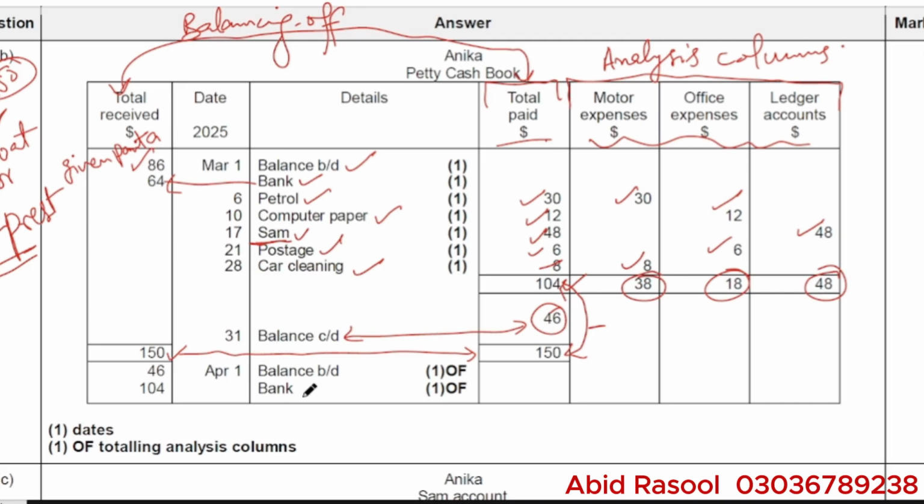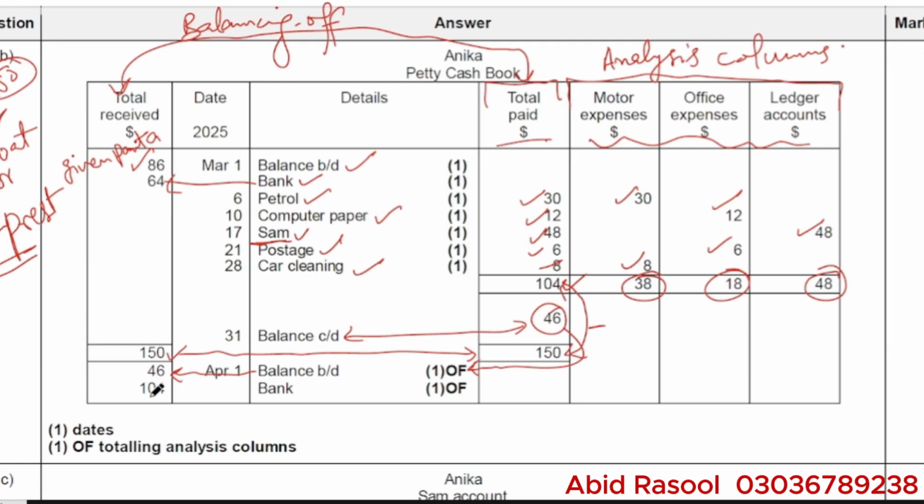After March, April comes. On 1st April, this 46 will become our balance b/d. Now this 46 is to be shifted here, and this is balance b/d. On this date, 46 will be written in the total received column. Balance b/d will be shown on the total received column. Now we have balanced off our petty cash book.